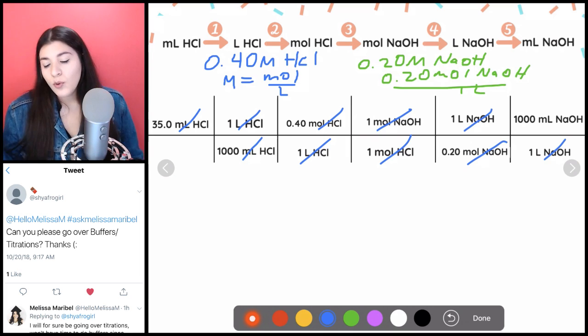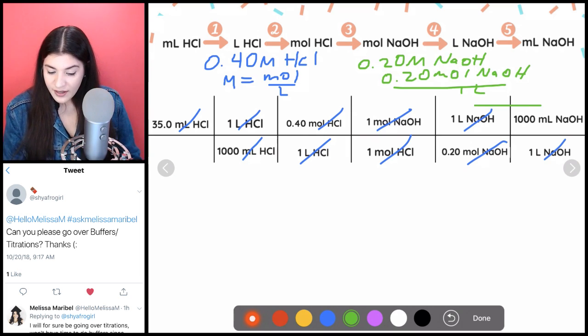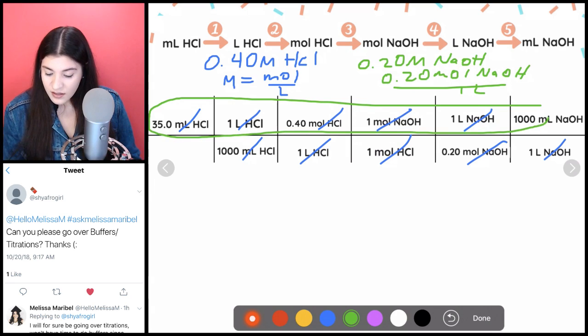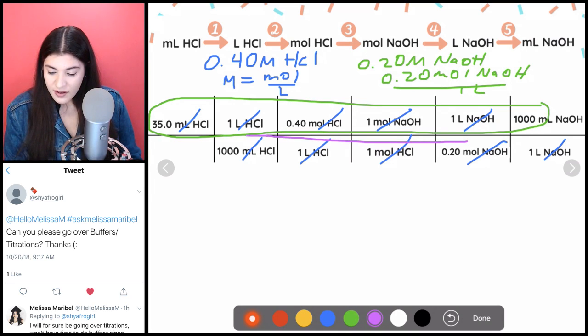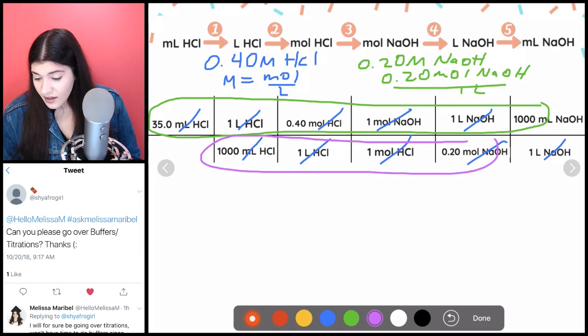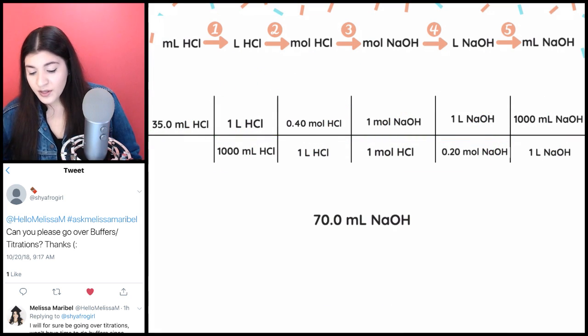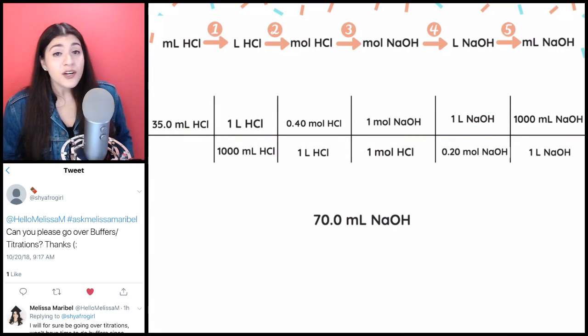And then we'll multiply straight across. Then divide by everything else on the bottom multiplied. And we would get 70 milliliters of NaOH. So that's our equivalence point.